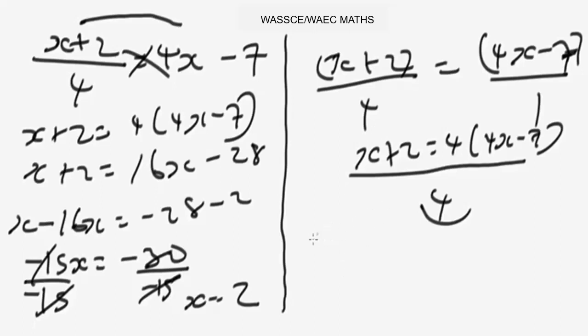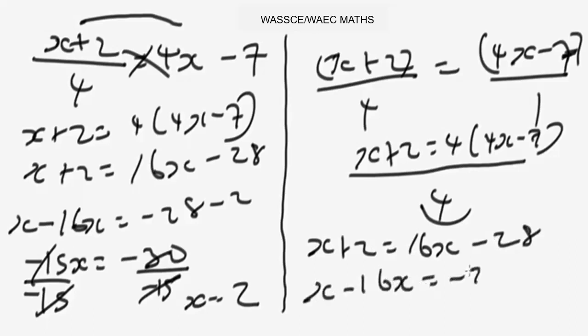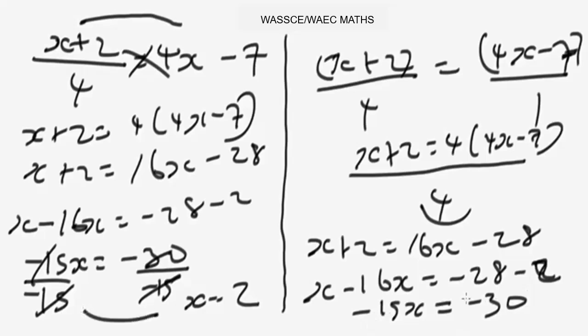Now let's go ahead and simplify. So we still get x plus 2 equals 16x minus 28. When you break it down further, you still get back to x minus 16x equals minus 28 minus 2. We get minus 15x equals minus 30. Now when you divide both sides by minus 15, just like we did here, you make x the subject of the formula and you still get back to 2 as your answer. So this is the second method you can apply.